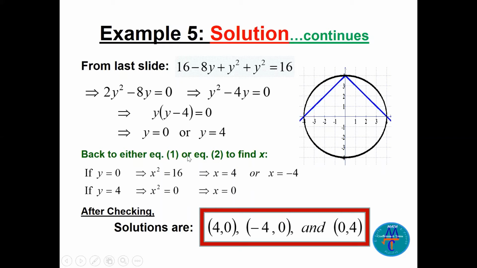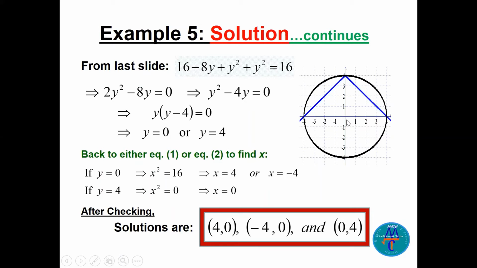Now back to equation 1 or 2, we need the x value. If y is equal to 0, then x squared will be 16. So x will be 4 or minus 4. That's two solutions there. If y will be 4, x squared will be 0, so x will be 0. So now we have here three solutions. We have to check each solution: (4, 0), (minus 4, 0), (0, 4).